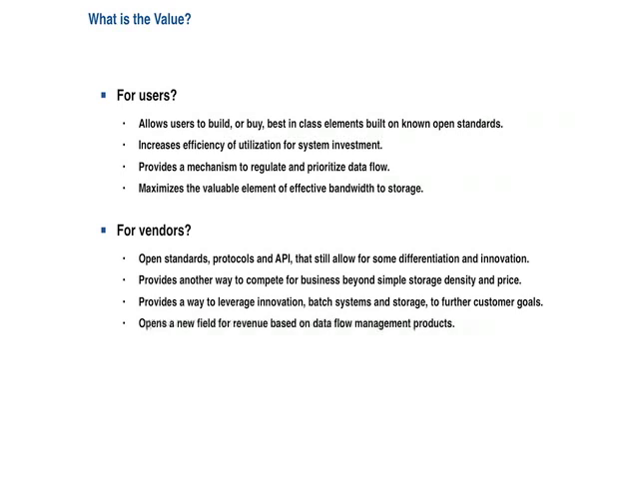We want to increase the utilization of the system. We want to provide a mechanism to regulate and prioritize data flow. And for vendors, why would the vendors do this? Well, if I'm a storage vendor and I come to you today and I say, I've got a gigabyte of storage, and you say, I've got someone else lined up in front of you, how much are you going to sell it to me for? And I say, well, it's $1.25 today. And you go, well, the guy next door is selling it to me for $1.10.